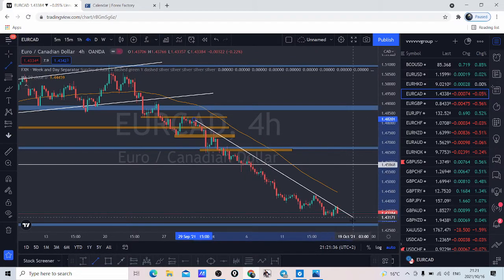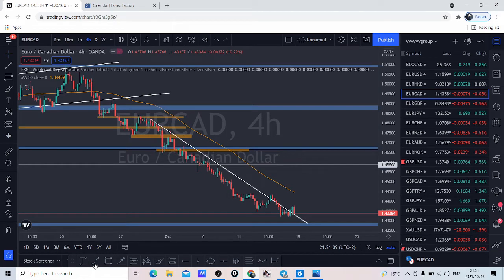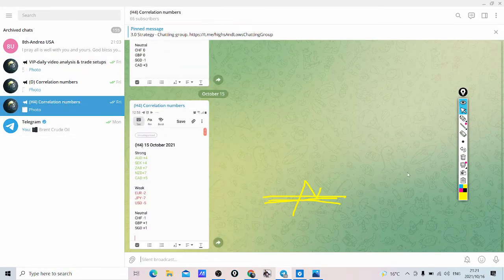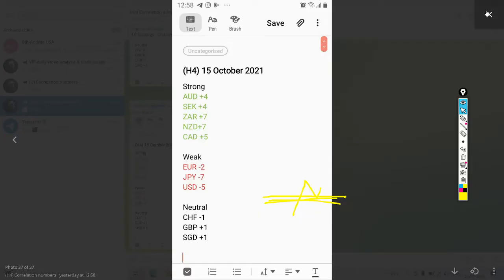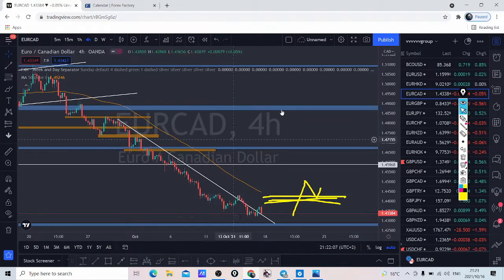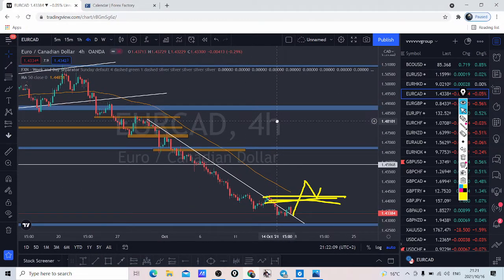Okay, something like this. Then once I see, okay, move this thing to here. Once I see maybe a breakout and then a pullback, pulling back to these zones, and then a bullish engulfing, then I'll come to my correlation numbers and check. If I see that the Euro now is buying and the Canadian dollar maybe is neutral, then I'll buy. But if my correlation numbers are not lining up with my technicals, then I won't be buying.